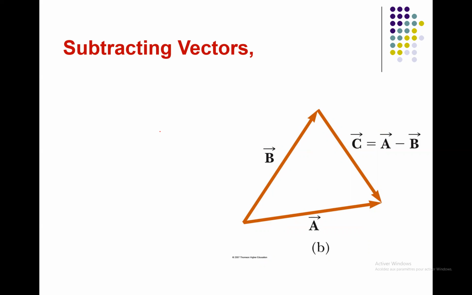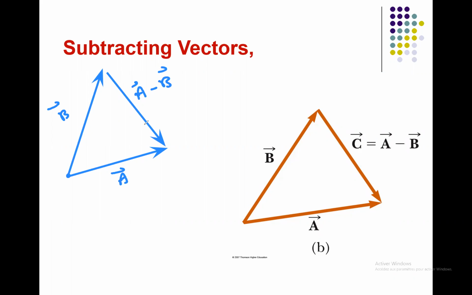How can I do the subtracting of vectors? For example, if I take A and B. We have only one method to subtract two vectors. For example, I put tail to tail. If I join this vector with this one, it will be A minus B because it's directed to A. It means the final minus the initial, A minus B.